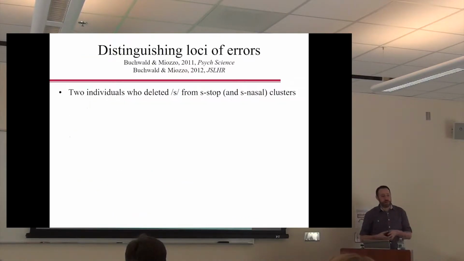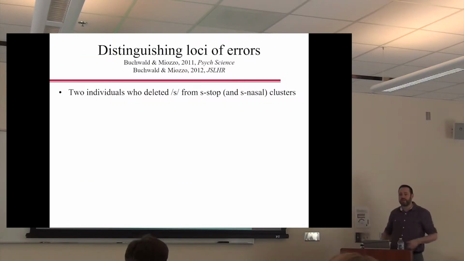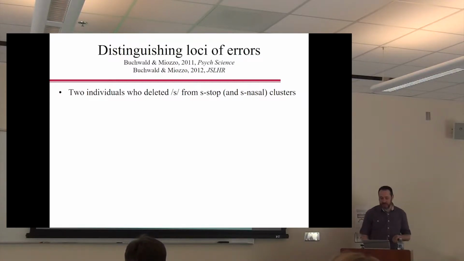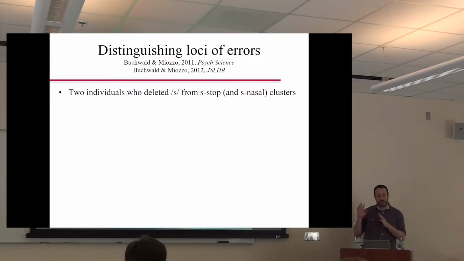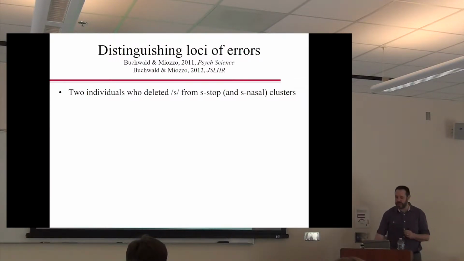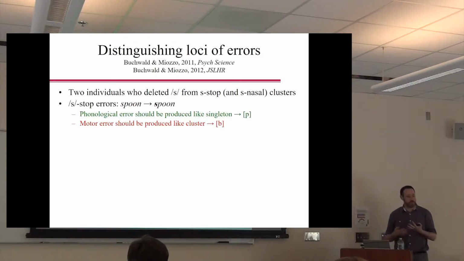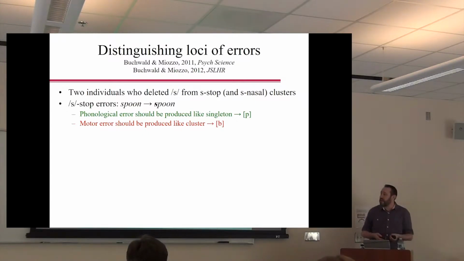So we've been exploring this for a while. I'm going to talk quickly about some of the earlier investigations into this, and then how we've been expanding it recently. Our earlier investigations looked at a couple of individuals who made very frequent errors in these kinds of S-stop clusters in spontaneous speech, picture naming, repetition tasks, and so forth. The data I'm going to present come from repetition tasks. Both of these individuals made S-stop errors where they deleted the S. When they said this word, there was no S in there.